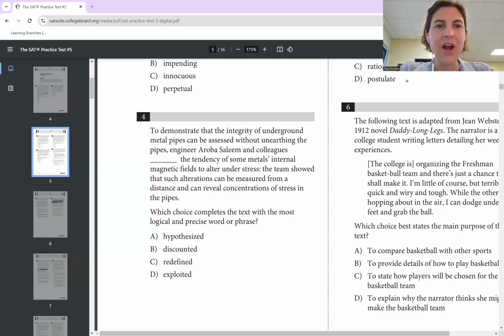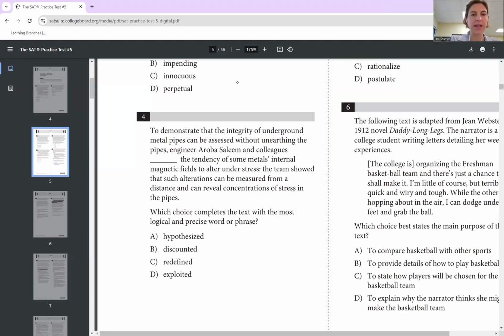Now for number 4 on practice test 5, this is the PDF of the new digital SAT. And in this problem, as always, we start by looking at the question so we know exactly what we are trying to do. When we look at the question, by its placement as number 4, we should know that we're probably going to get this type of question. So we're completing the blank with the most logical and precise word or phrase.